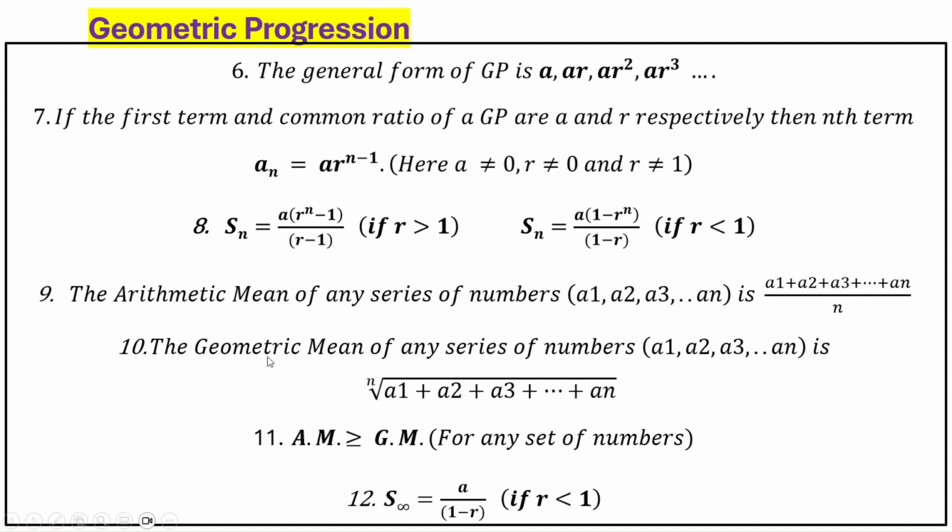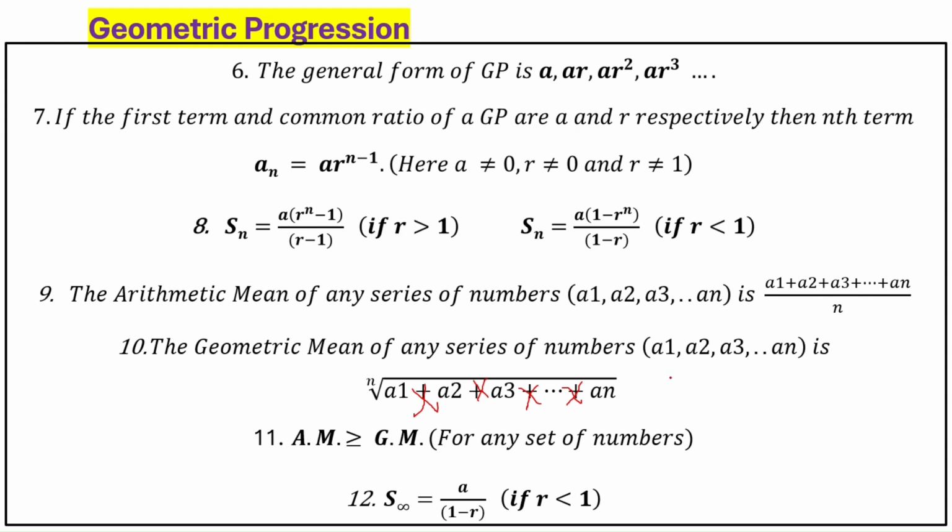And the geometric mean of any series of numbers a1 to an is the nth root of, sorry, this is not plus, this is product, the nth root of a1 into a2 into a3 into up to an.